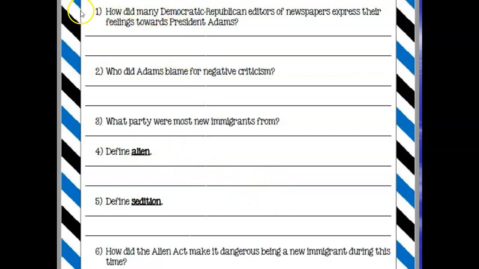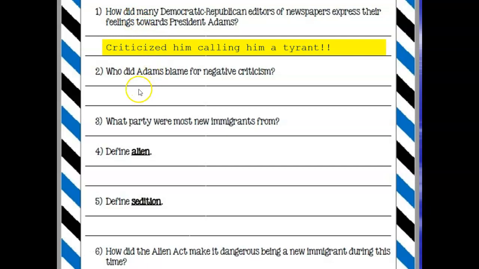But basically, I noticed that some of you thought that they were asking for a number in number one. When it says, how did many, I think some of you read how many. And it's not that. It said, how did many Republican editors of newspapers express their feelings? Well, they didn't express them well. They called him a tyrant.